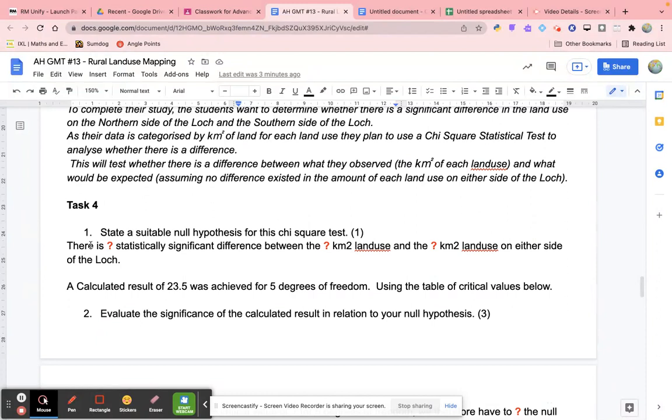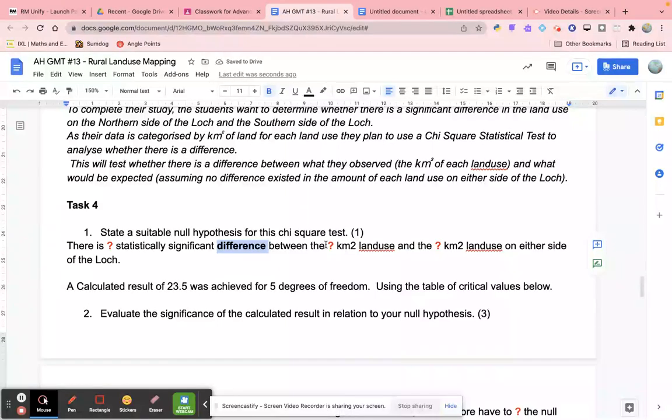So when we set up a chi-square, the first thing we have to set up before conducting the test is a null hypothesis. A null hypothesis is always set up as there is no statistically significant difference, and this word here is really quite important because in chi-square we're always interested in seeing whether there is a difference between two things. So between the something kilometer squared land use and the something kilometer squared land use on either side of the loch. Okay, so what would that question mark be?